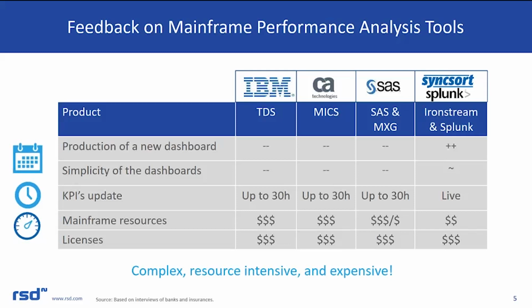So here are the 4 main products that we run into. From IBM, it's TDS; from CA, it's MICS; from SAS, SAS and MXG; and then SyncSort Splunk. Craig and I also worked with a customer where we did replace Compuware iStrobe, and again, for some of the similar reasons that I had just mentioned.